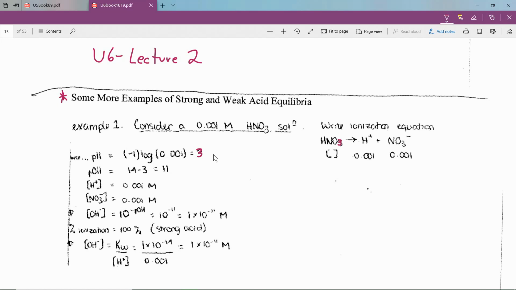Make sure you know how to do that on your calculator. -3 times -1 gives you 3, and that makes sense because we are talking about an acid, nitric acid, so the pH should be less than 7, and it is.